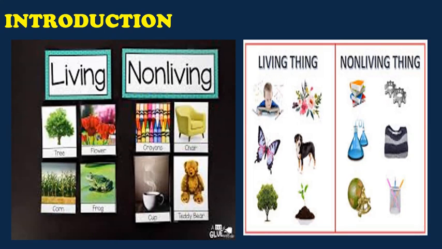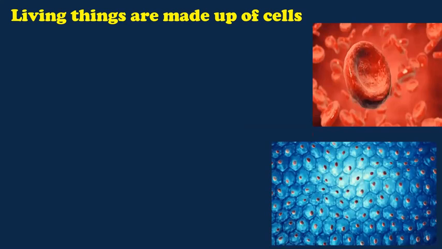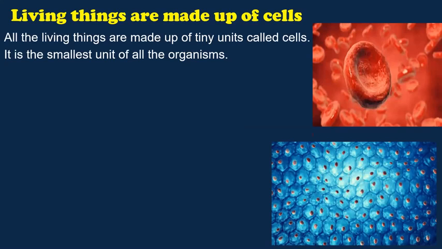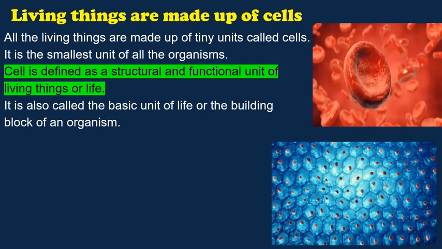Let's study the first characteristic of living things. That is, living things are made up of cells. Cell is the smallest unit of structure and function. Cell is defined as the structural and functional unit of living things. It is also called the basic unit of life or the building block of an organism.